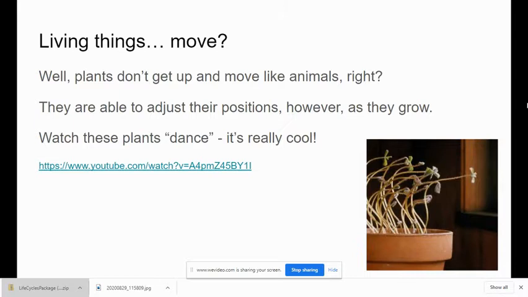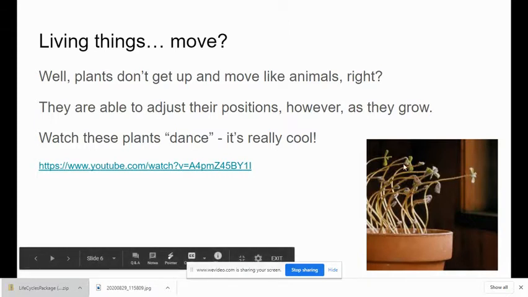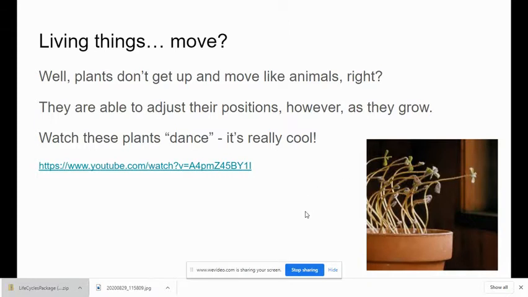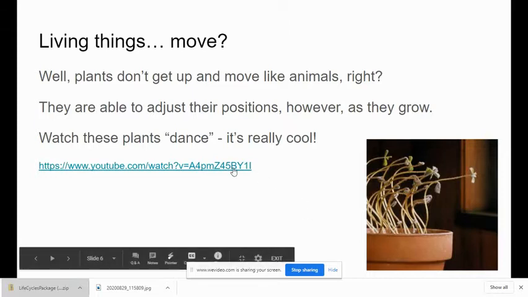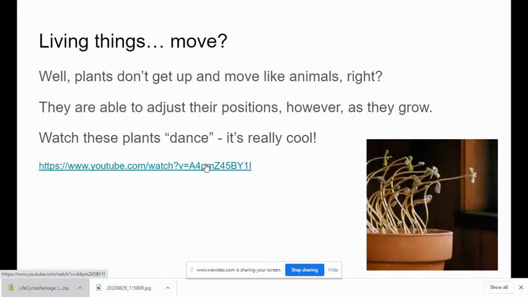But they are able to adjust their positions as they grow. So I thought it'd be cool to see. Look in this picture, you can see some little plant sprouts growing towards a window. And if you or your parents, or your grandparents, or your friends have plants near a window, you might notice that those plants stretch their leaves over time towards that source of light. And if you catch it in time lapse, plants appear to dance. I think it's really cool to see, and I thought you might think so too.